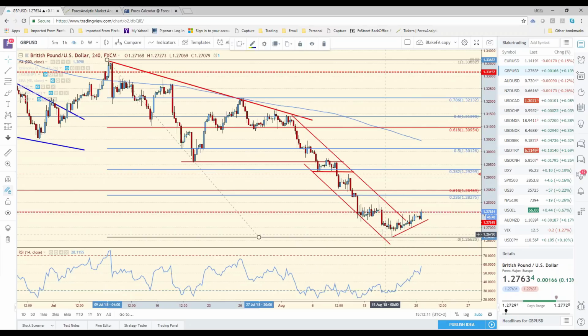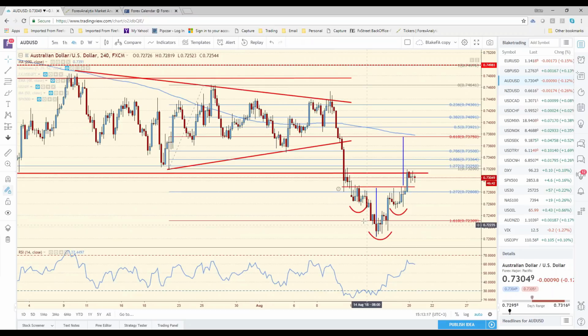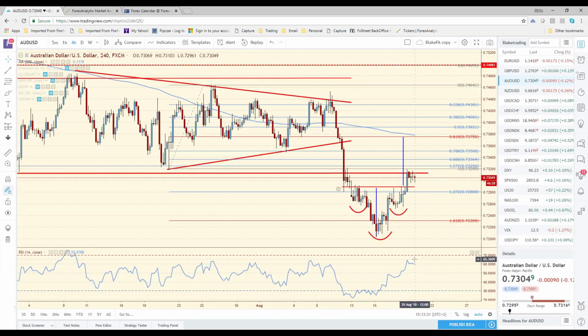Let's take a look at the Aussie. Let's get the Aussie out of the way. So the Aussie has an inverted head and shoulder pattern. You can see it clearly. I actually had a pattern in play for the Aussie, established on Friday, late in the day, because we busted through the neckline here. And I did play it to the long side. I'm not long the Aussie now. I took it off the table before the weekend. I wanted to see how we're going to respond here, and I still think it looks fairly favorable.